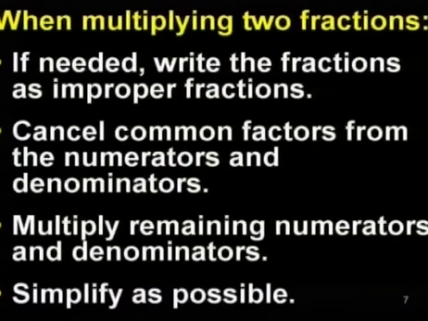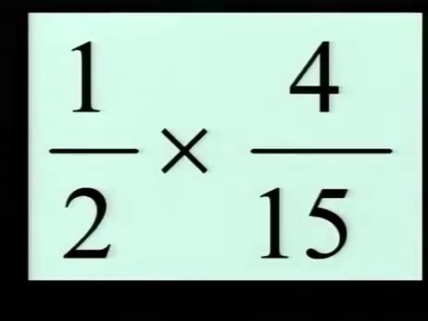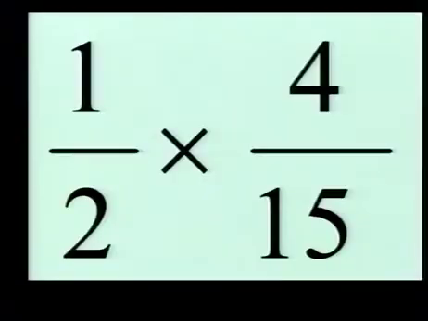A half times 4 over 15. Do you see any common factors that you can cancel? Yes or no? Which numbers? Okay, Fiona? Cancel 2 and 4. All right, good. Why cancel 2 and 4?